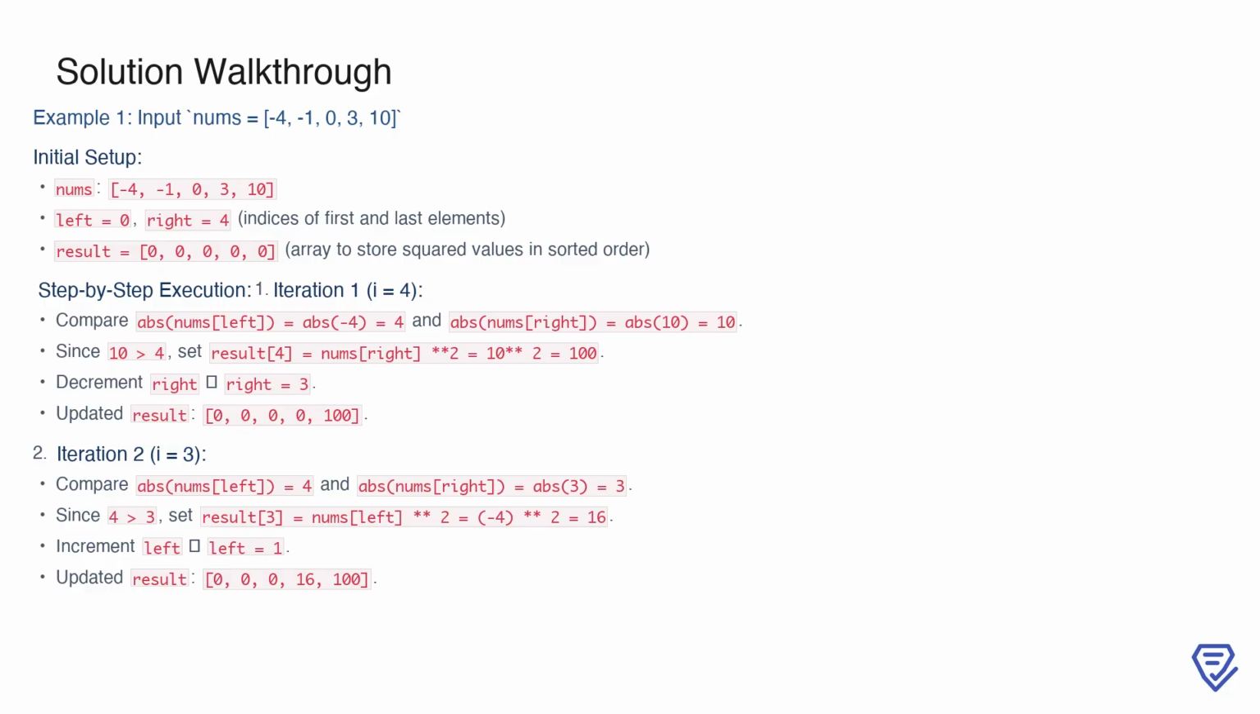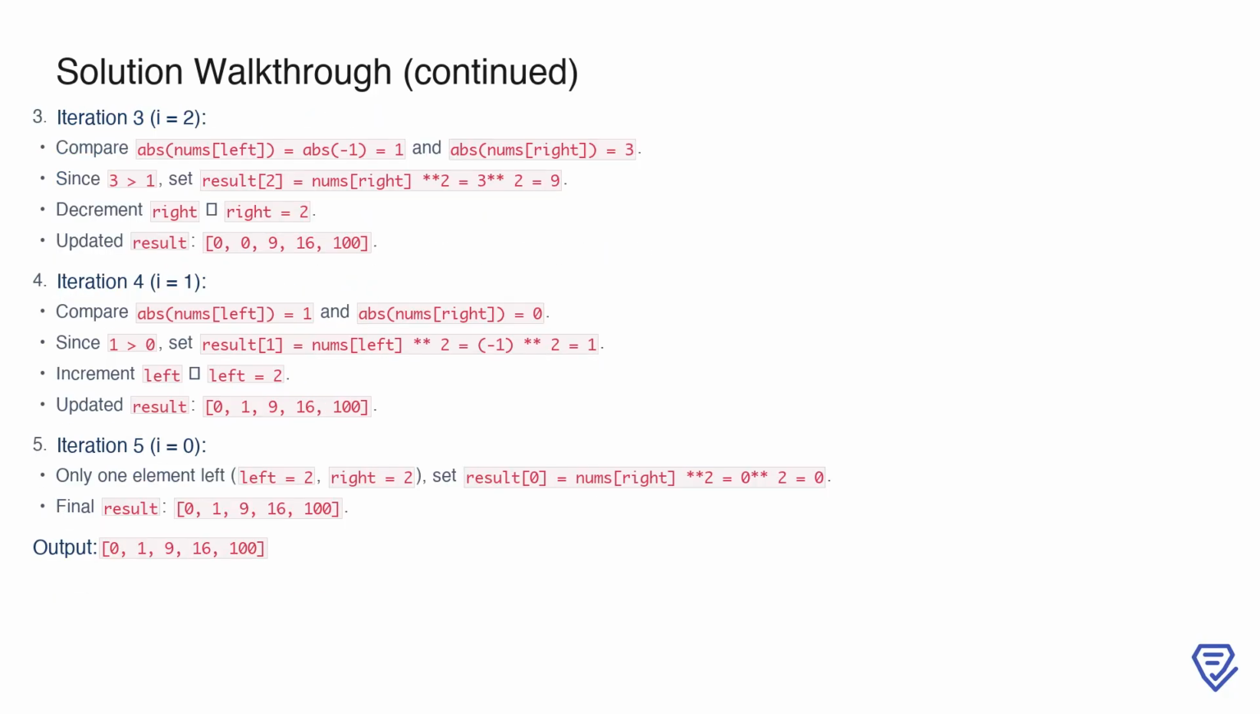In the second iteration, abs(nums[left]) remains 4, and abs(nums[right]) is now 3. Since 4 is greater, we square nums[left] to get 16 and place it in the next available position from the right in the result array. We then increment the left pointer and update the result array to 0, 0, 0, 16, 100.